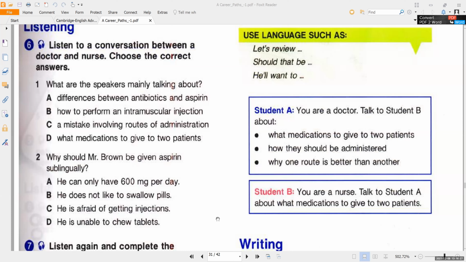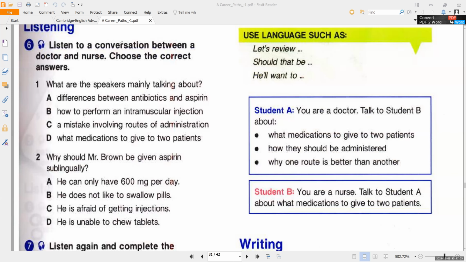Okay, so the right answer: what are the speakers mainly talking about? Number 1, A, B, C, or D. So they were talking about what medications to give to 2 patients. Okay, number 2, why should Mr. Brown be given aspirin sublingually? Because, again, he is unable to chew tablets. So the answer is D. So number 1 is D, and number 2 also is D.